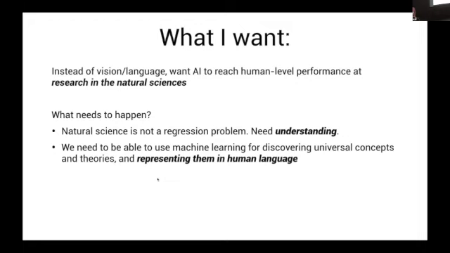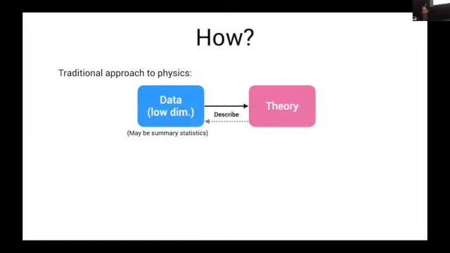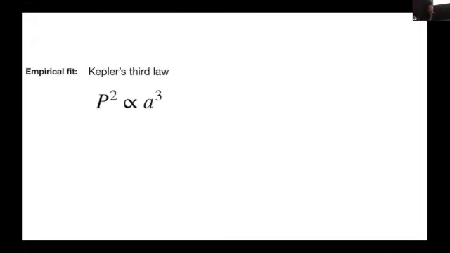Okay. The approach I like to take is that I want to use machine learning to discover concepts and represent them in human language. So the traditional approach to science in general is that you have some data set, maybe a low dimensional description of some complex phenomenon. You try to develop theories that describe that data set, maybe make new predictions and test those.